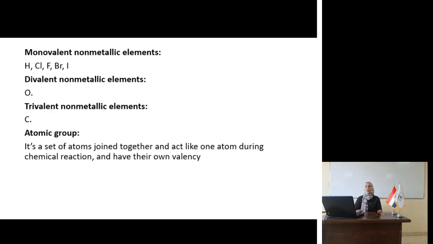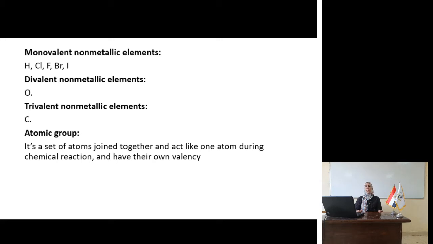Slide 4. Monovalent non-metallic elements gain 1 electron, such as hydrogen, chlorine, fluorine, bromine, iodine. Divalent, which means they gain or share 2 electrons, such as oxygen. Trivalent non-metallic element, such as carbon.